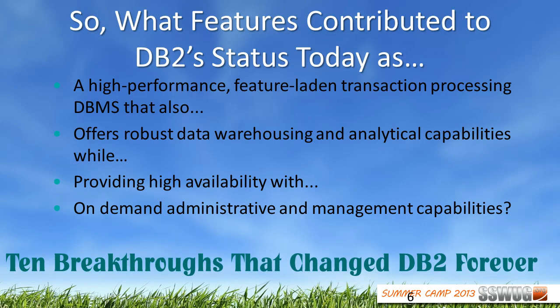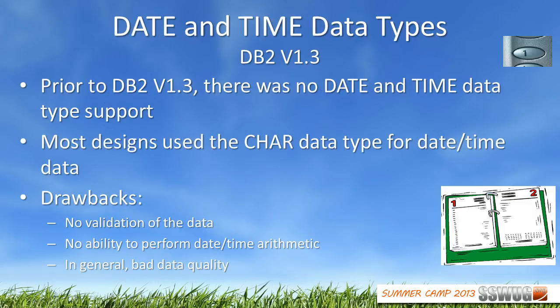So we're going to look at the 10 breakthroughs that changed DB2 into the DBMS that it is today, starting with number 1. Version 1.3 introduced the date and time data type. Prior to that, there was no date and time data type in DB2.